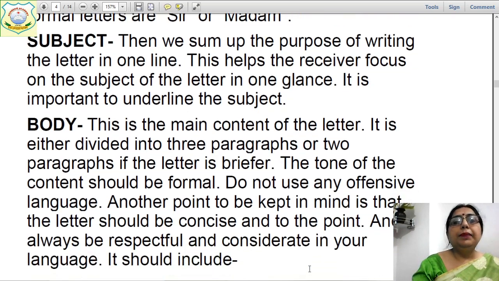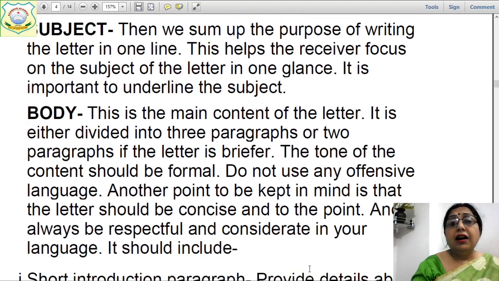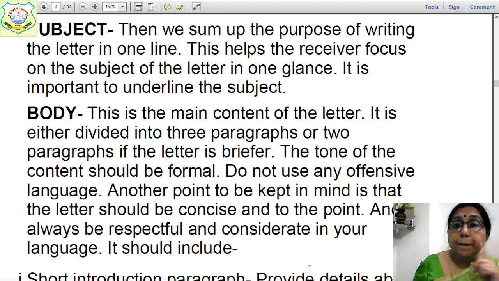Then you will again leave a line gap and then the subject. Then we sum up the purpose of writing the letter. Now children, these officials get huge heaps of letters. It is not possible for them to go through each and every letter. They just shuffle the letters and check the subject. So you can understand how very important the subject is. The subject has to be very precise, very definite, very specific.